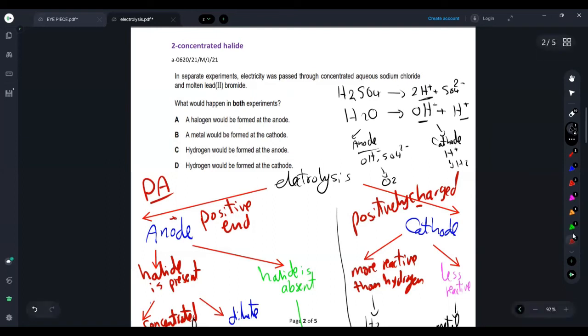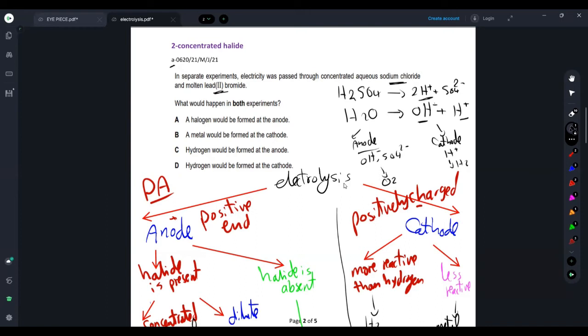Check one question. Now, we need to go for electrolysis of concentrated aqueous sodium chloride and molten lead bromide. Remember that in molten state, we don't have HOH. We don't have any aqueous solution, we don't have any water. So in case of molten lead bromide, we have lead and bromide only. So what is correct in both experiments? Feel free to pause the video, then come back.